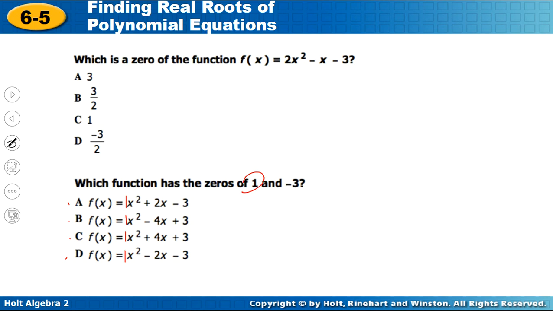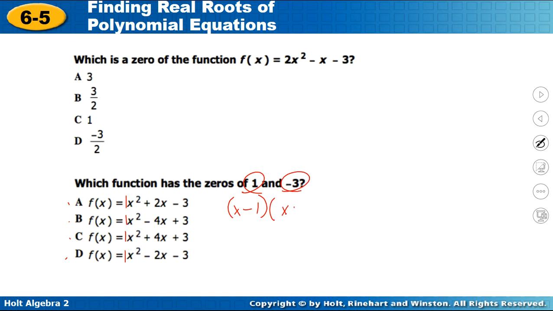If the zeros are 1 and negative 3, that means I've got x minus 1 as a factor and x plus 3 as a factor. Because remember, these are kind of opposite signs. So if those two are factors, and if I multiply them together, I'll get one of those results.